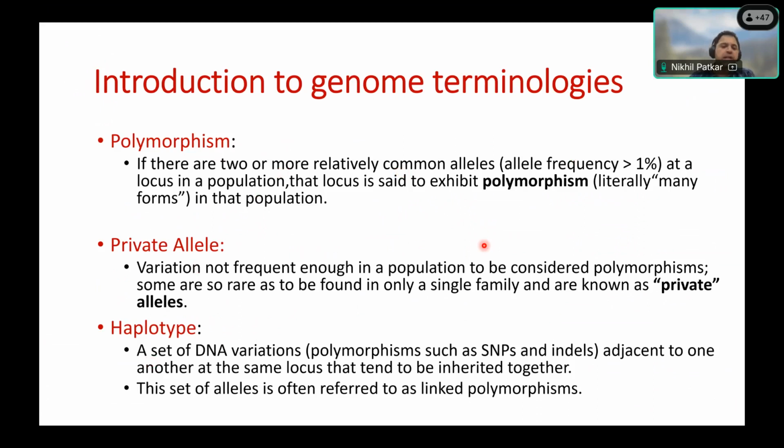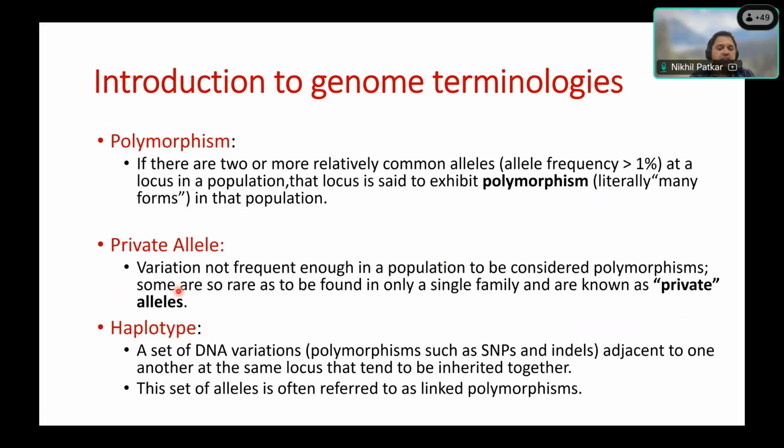But as you know, Indians as well as many communities marry amongst their own communities or amongst their own caste or religion or whatever, and they can have alleles which are then replicated in their particular population. Variations which are not frequent enough in a particular population are known as private alleles.